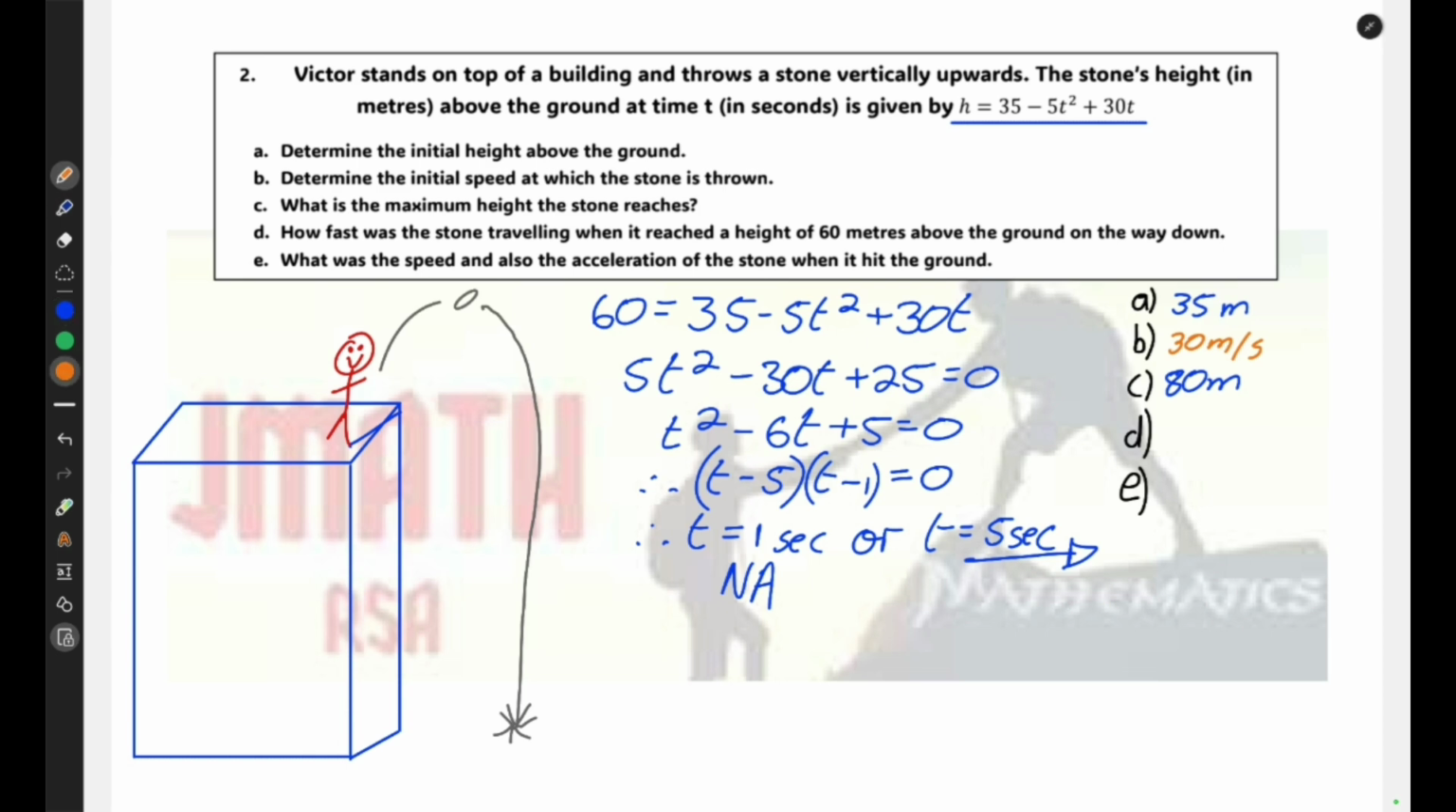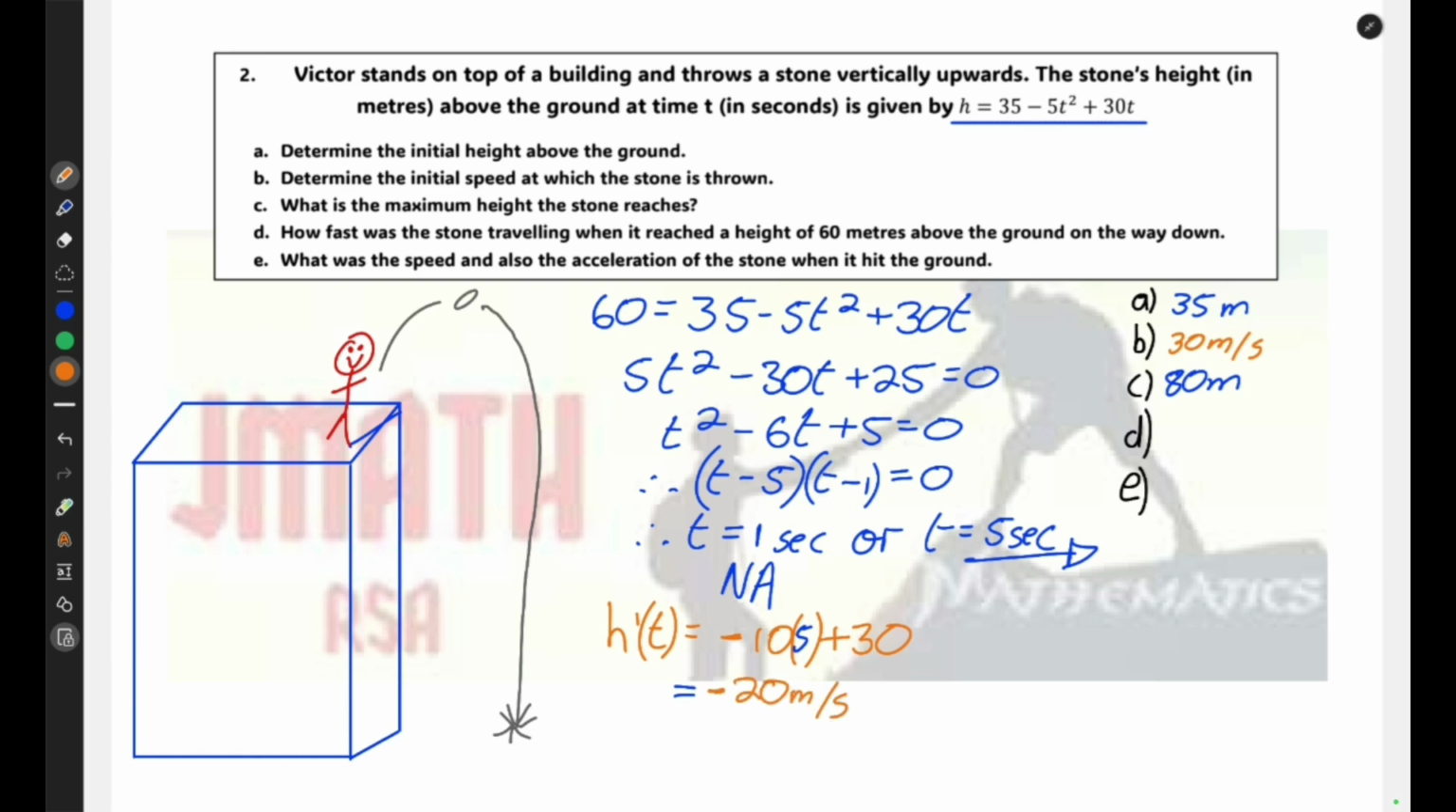So I now need to take my 5 seconds and sub it into the derivative. So now earlier we saw that the derivative was just going to be minus 10t plus 30. And I know now I'm going to replace the t with 5 seconds. So let me just do that in the one step because I'm running out of space. So that's 5 seconds. So therefore, the answer is the speed when it was 60 meters above the ground on the way down is minus 50 plus 30. And that gives me minus 20 meters per second.